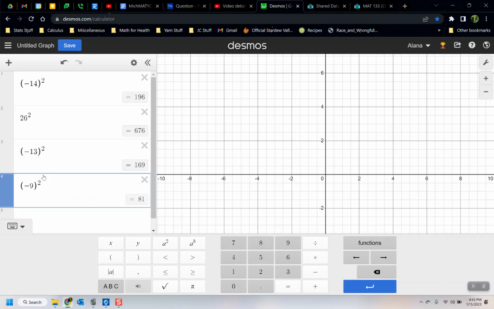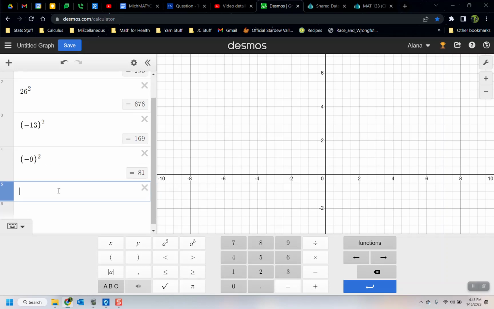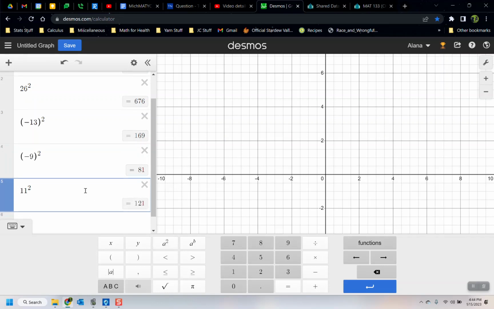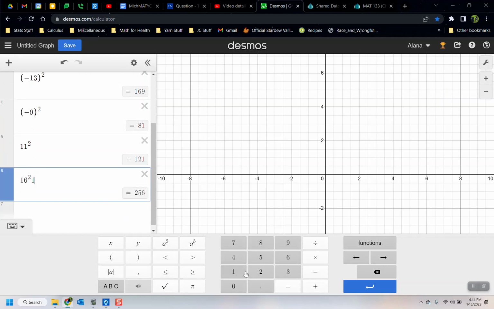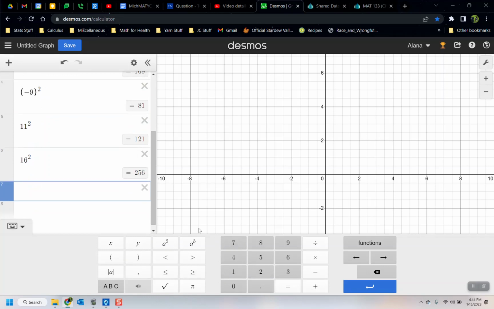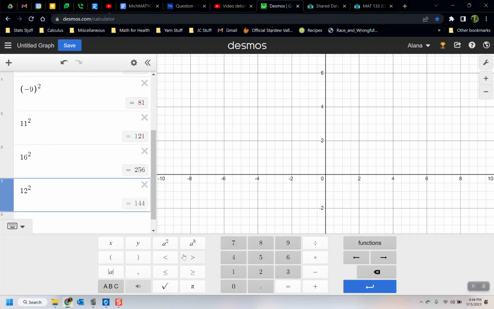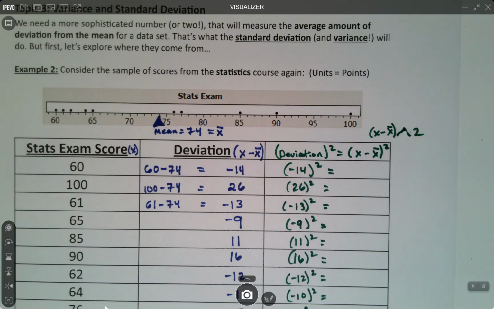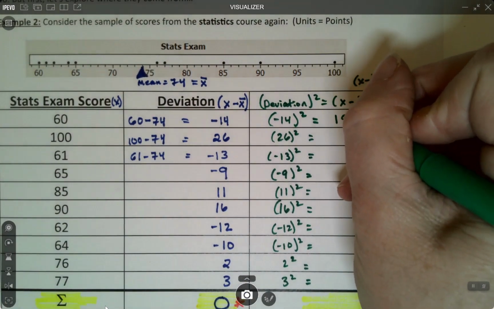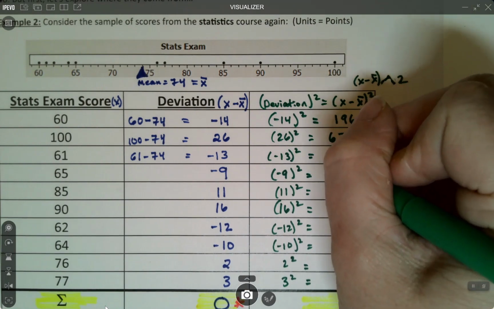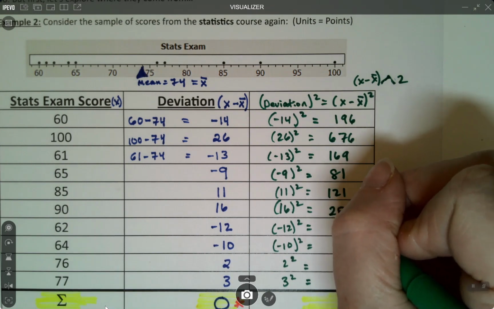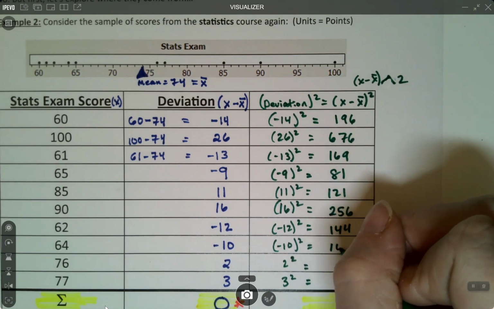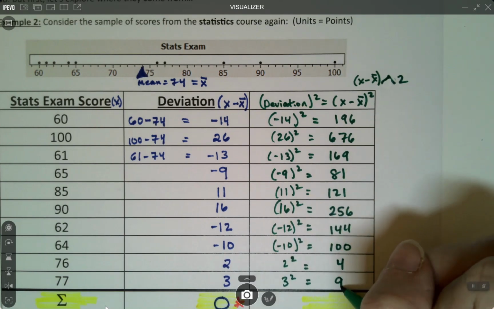Right, negative 9 squared, and then we have 11 squared. And again, you can hit that a squared button. That'll work. 16 squared. And then we probably know the rest of them from our times tables from school, 12 squared, and so on. All right, so let's go back and let's put all these values in. So this is 196, this is 676, this is 169, this is 81, 121, 256, 144, and I didn't bother, but 10 squared is 100, 4, and 9.